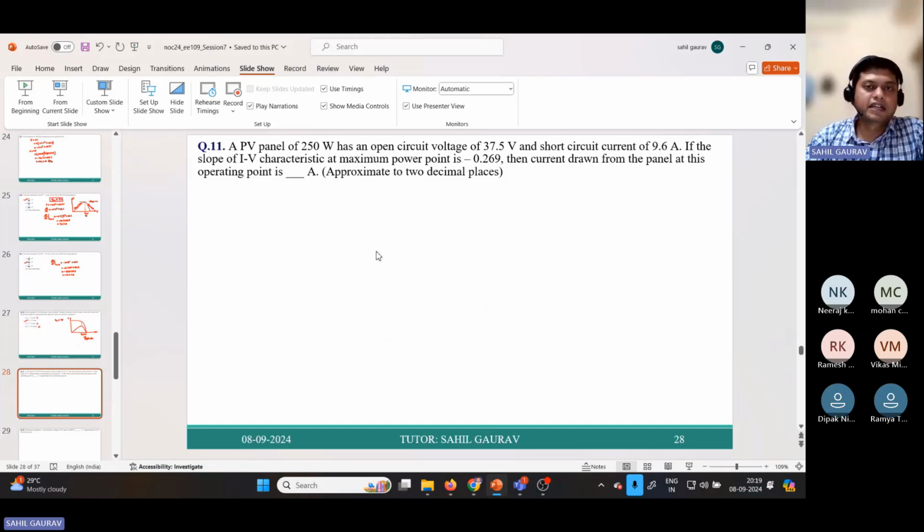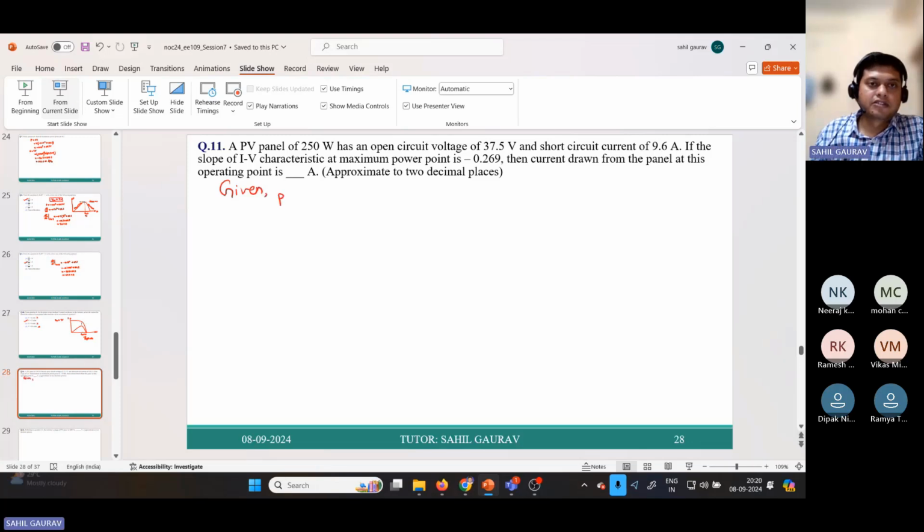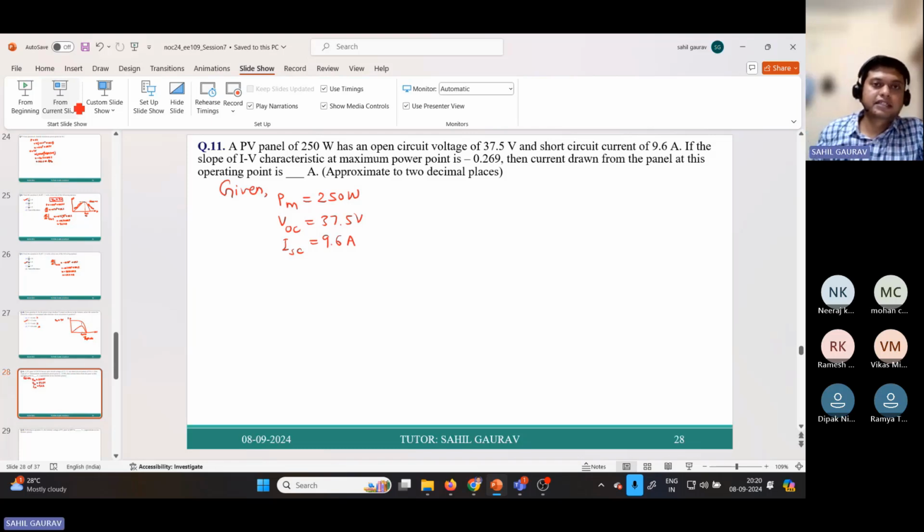A PV panel of 250 watt has an open circuit voltage of 37.5 volt and short circuit current of 9.6 ampere. If the slope of the IV characteristic at maximum power point is minus 0.269, then the current drawn from the panel at this operating point is, approximate to 2 decimal places. So what are the things given here? The maximum power is given as 250 watt, open circuit voltage as 37.5 volt, and short circuit current as 9.6 ampere. The slope of the IV characteristic at maximum power, dI upon dV, is given as minus 0.269.